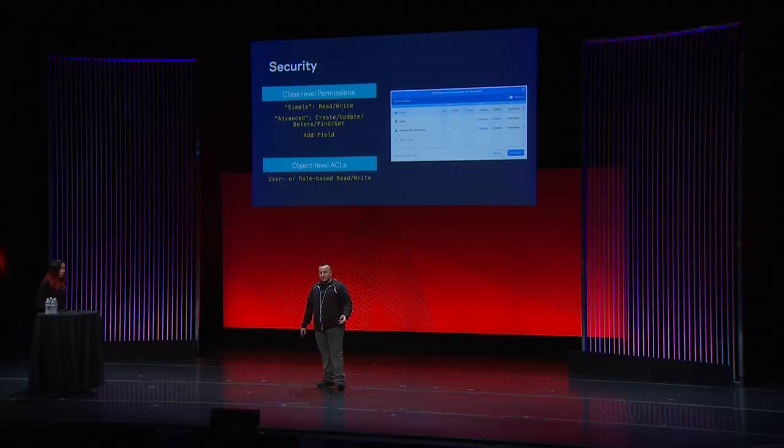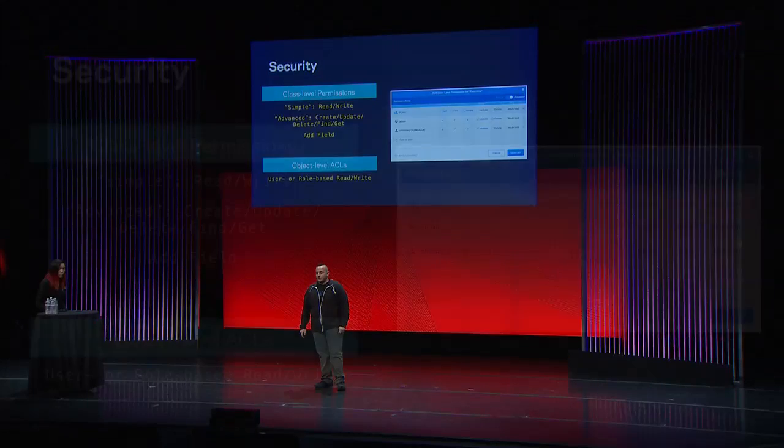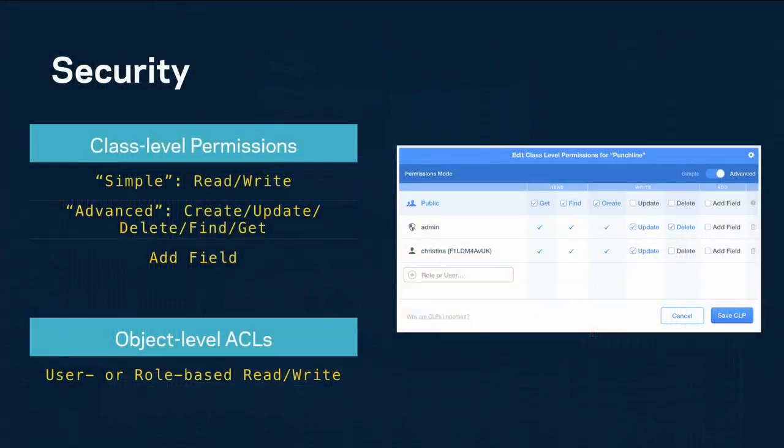So for our punchline class in AnyJoke, we're allowing anyone to get, find, or create punchlines. But they can't update or delete or add any fields to the schema. We have a role called admin, and any user in the admin role can actually do all those other things, but also update and delete records. And then Christine's user account is able to update records.